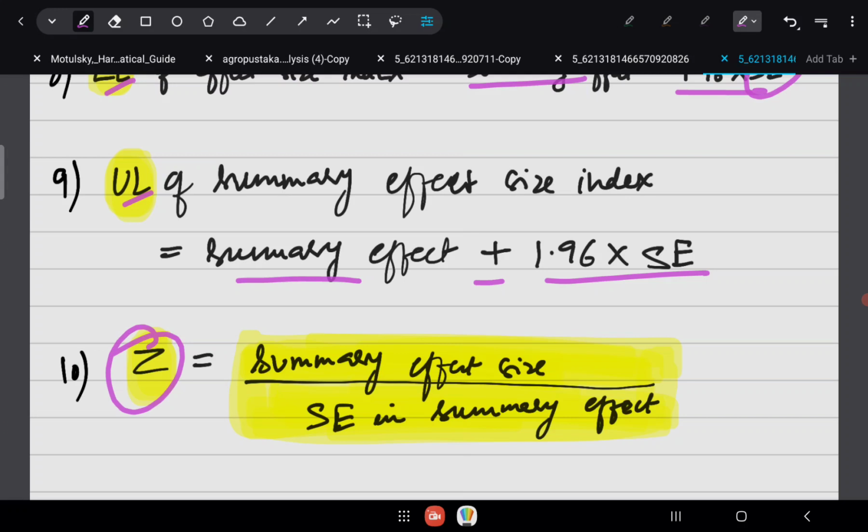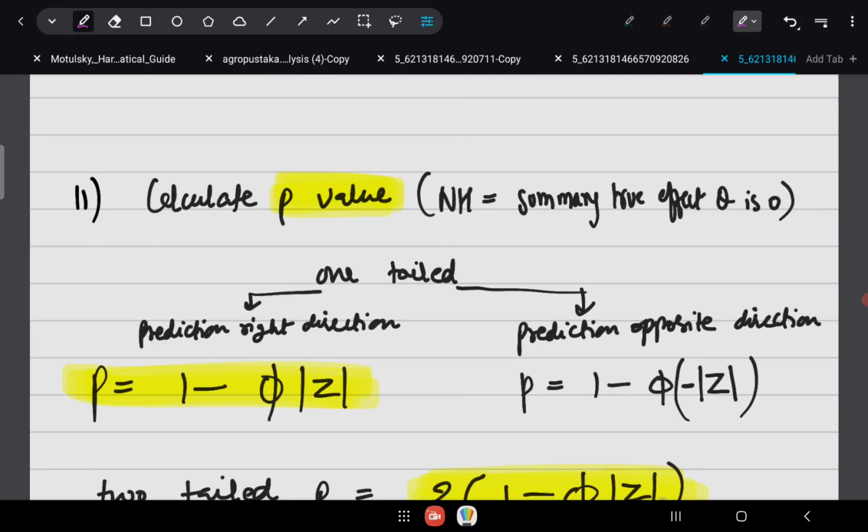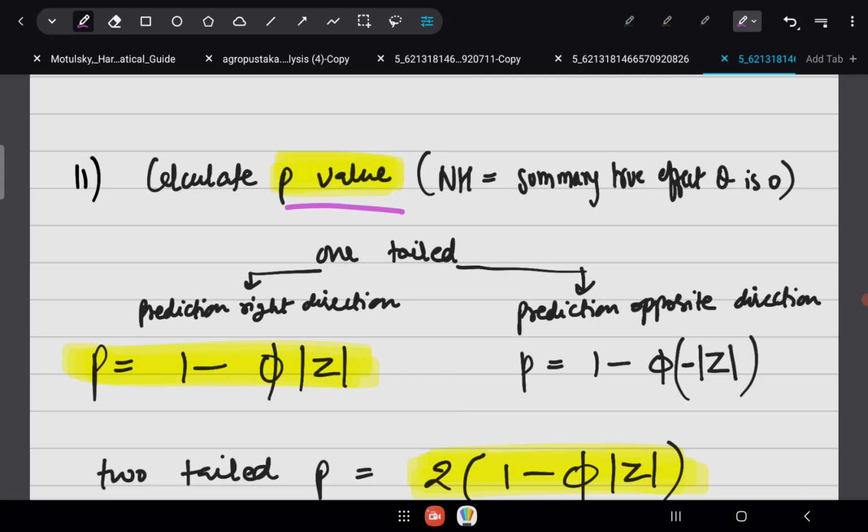Finally, you can compute the Z statistic. That will be the summary effect size, whatever you have computed, divided by the standard error of this summary effect. Remember, if you are using a ratio, then it still has to be in the logarithmic form. So the summary effect is still in the logarithmic form until we calculate the p-values. Everything will be in the logarithmic form, and if it is correlation coefficient, then everything will be in the Fisher Z form only until we calculate the p-values. So then you have your Z statistic. After you have your Z statistic, you can calculate the p-values.